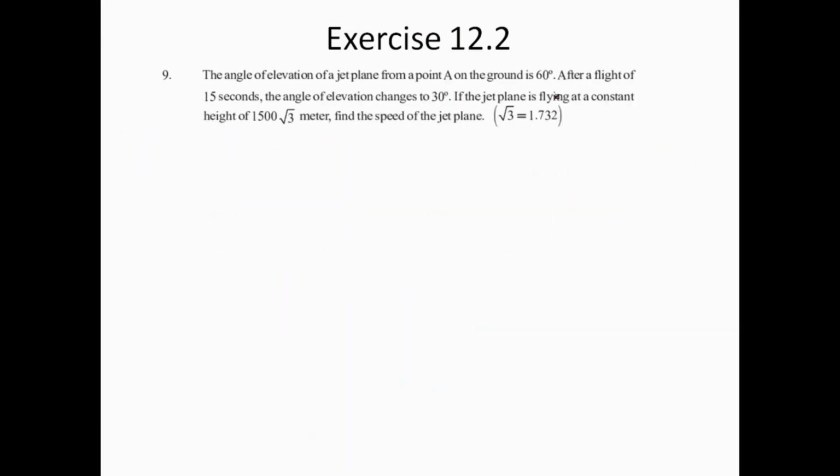Okay, let's look at the other sum over here. The angle of elevation of a jet plane from point A is how much? 60 degrees. Okay, from point A it is like 60 degrees. After a flight of 15 seconds, the angle of elevation changes to around 30 degrees. Okay, if the jet plane is flying at a constant height, find the speed of the jet plane.